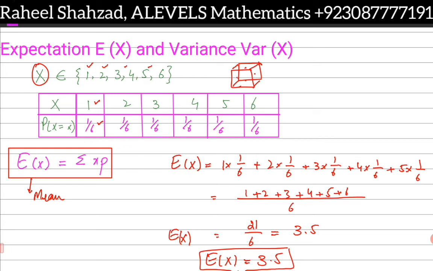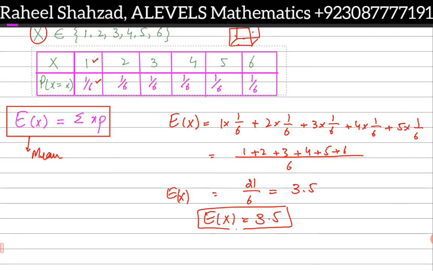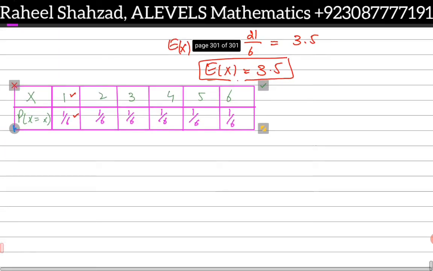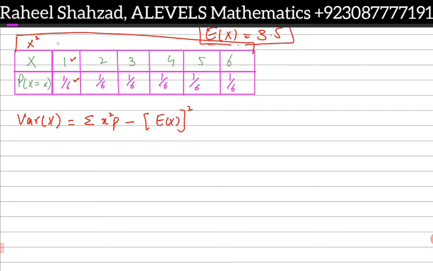The second formula that we discuss here is for variance. Let's take the same question and the same table. The formula for variance of x is sum of x square into p minus E of x whole square, right? Now how do we do this? We are going to take the square of every x value. You can even make a separate column here for it.